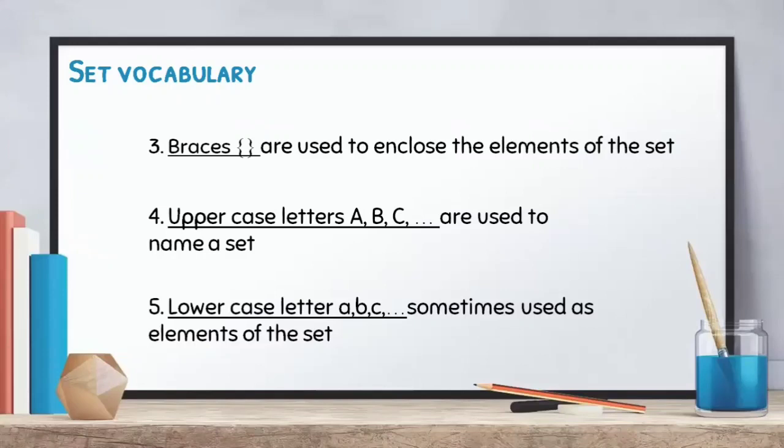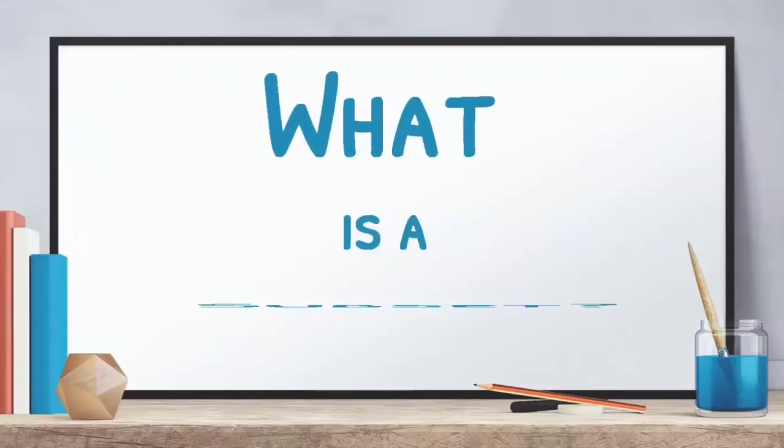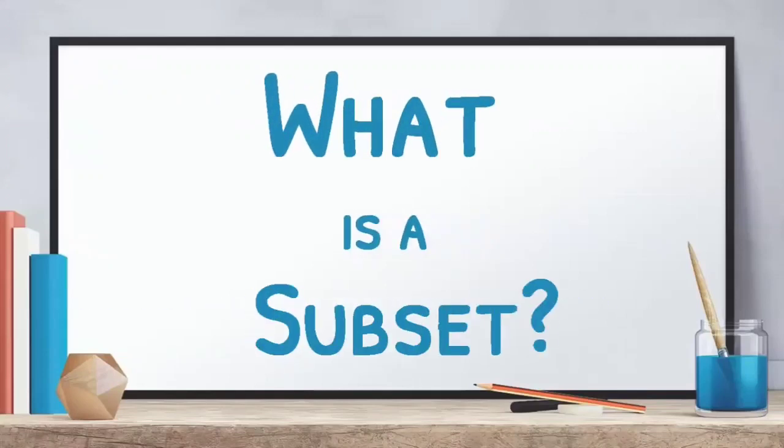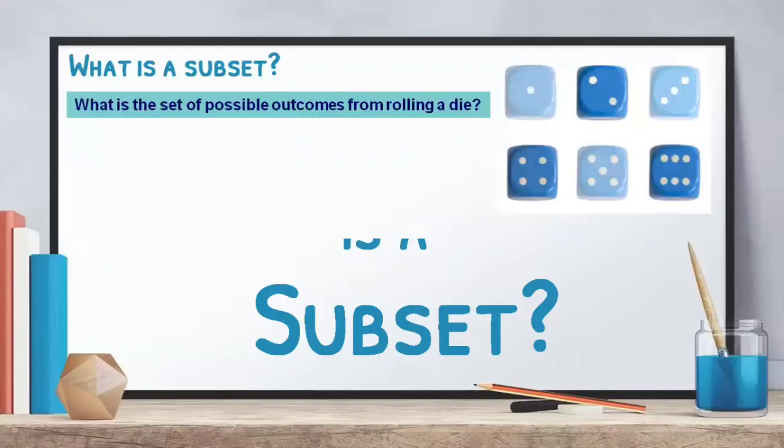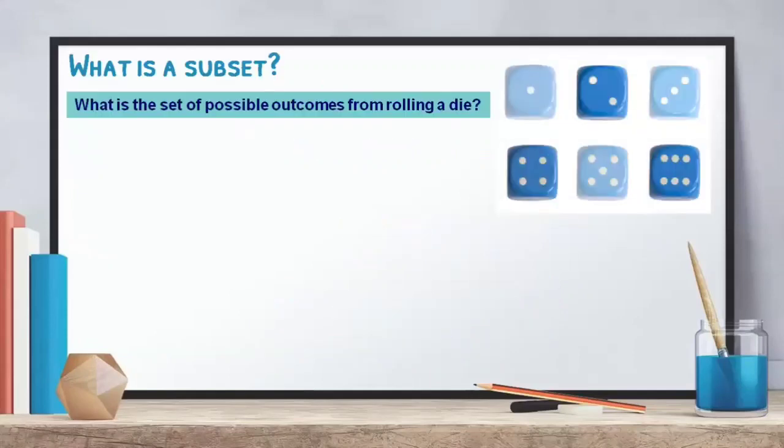None? Let's move on. So now, what is a subset? So we already know what a set is, and now, what is a subset? So we have here a representation. What are the possible outcomes from rolling a die? Of course, we know that a die has 6 faces.